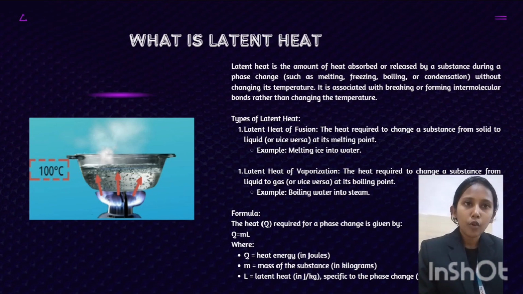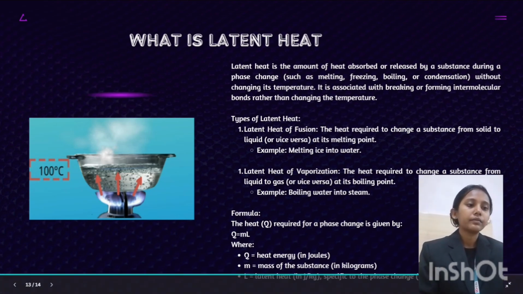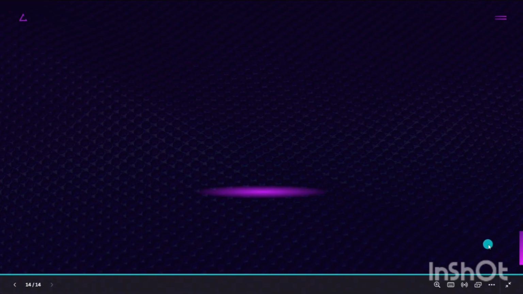If we want to calculate the latent heat of any substance, we can use the formula Q = mL, where Q is the heat energy, m is the mass of the substance, and L is the latent heat. So this is all about heat transfer, specific heat and latent heat.